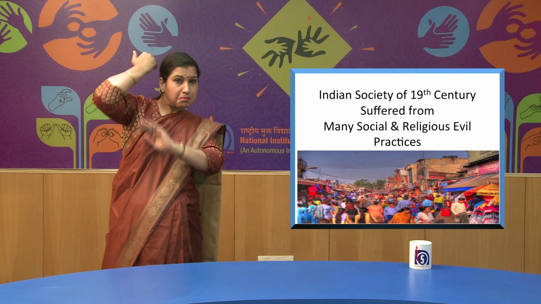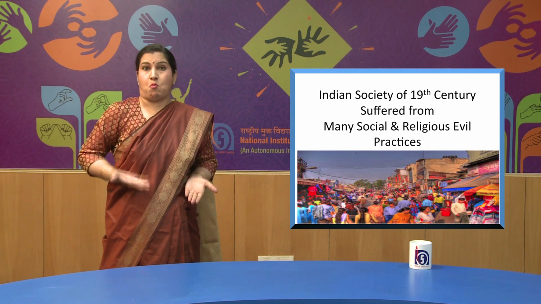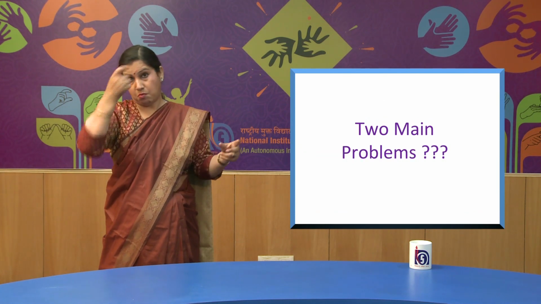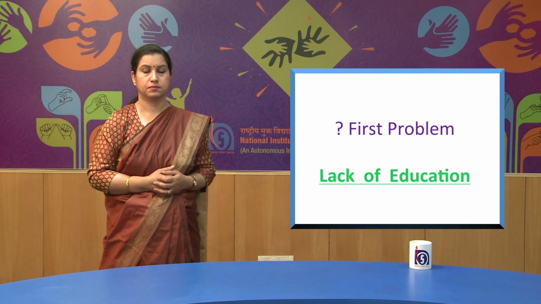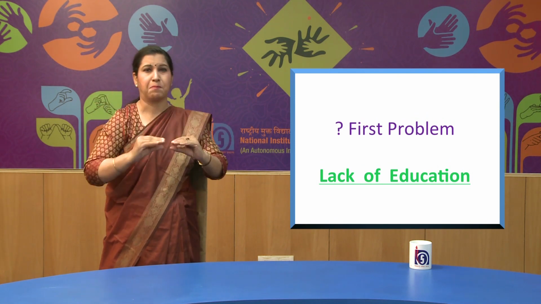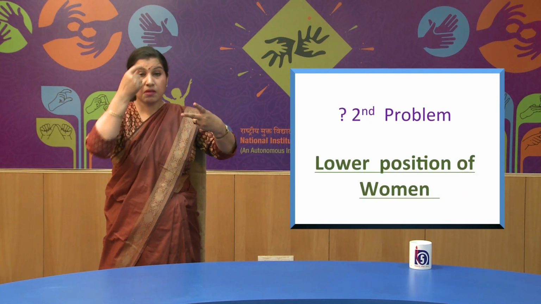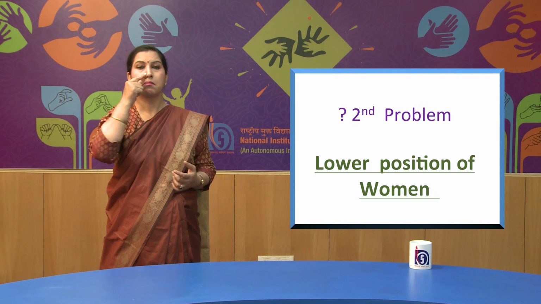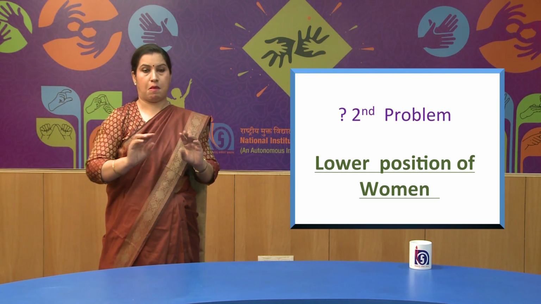In the 19th century, Indian society mainly suffered from two problems. What were those two problems? Can you guess? Let me tell you. The first problem was lack of education. And the second problem was lower position of women as compared to men. Now let us discuss them one by one in detail so that we can understand this in a better way.